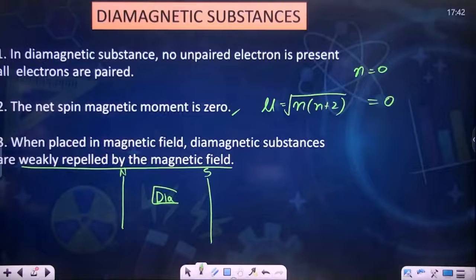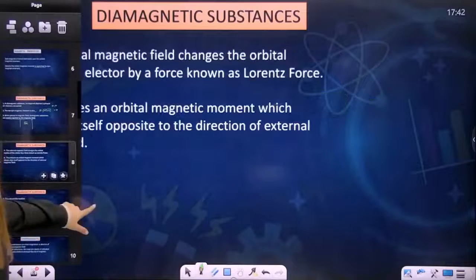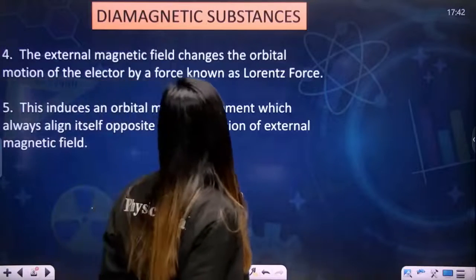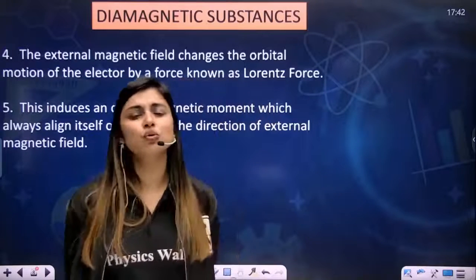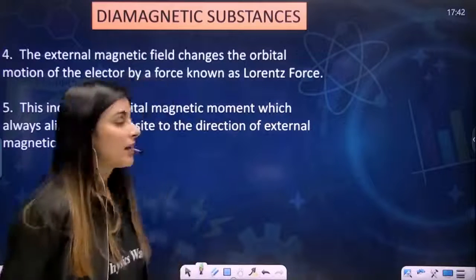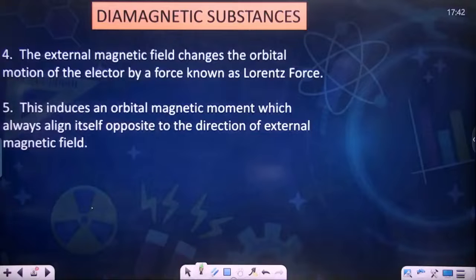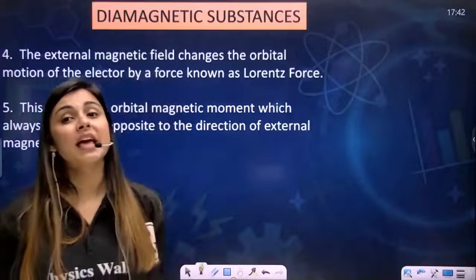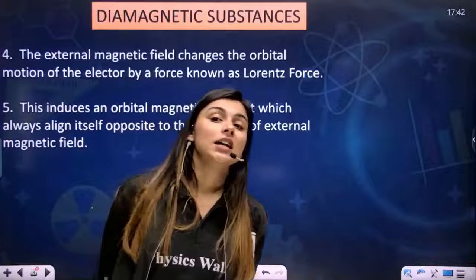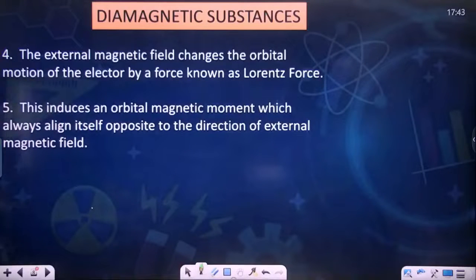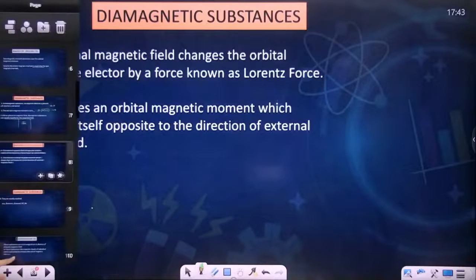I hope you've written it. Now, the external magnetic field changes the orbital motion of the electron by a force known as Lorentz force. This force you will discuss in physics. So this line is of no use in chemistry. Just forget it. Okay. Next, this induces an orbital magnetic moment which always aligns itself opposite to the direction of the external magnetic field. Okay. Yes. You will be discussing everything about this in physics as well. Okay, yes. So these are your diamagnetic substances. You can pause the video, write it down, and then we'll move forward.